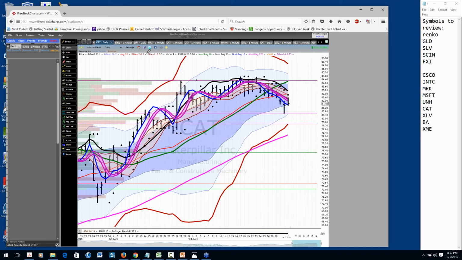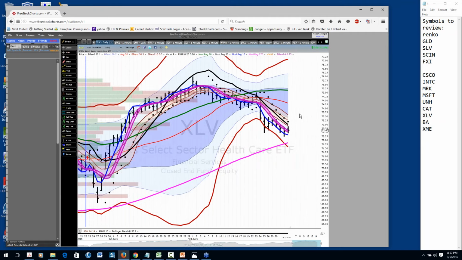XLV healthcare. We've had a nice pullback from this swing high at 76, and then the hump of the dragon around 74.5. It has pulled back here to 72.5, and it's finding support at the RL270. If it fails there, it's going to 69.5. So again, you have another case of a trade that frames out well in both directions.